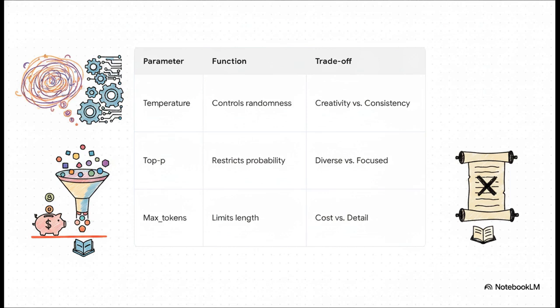Then there's top P, which basically restricts the pool of probable next tokens, helping you balance really diverse outputs versus highly focused ones. And finally, max tokens. Think of this as your absolute safety valve for cost control. It limits the output length so your autonomous agent doesn't just go off, accidentally write a massive novel, and completely blow your API budget in one afternoon.